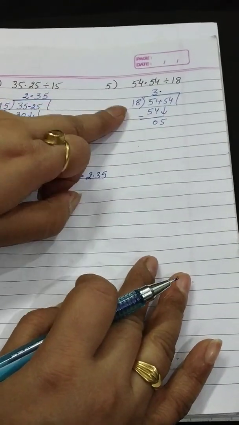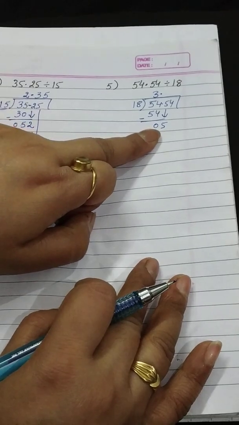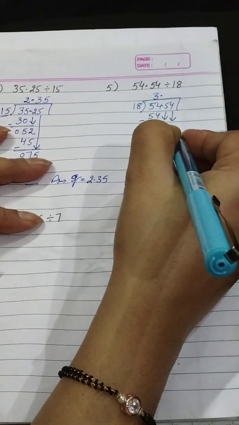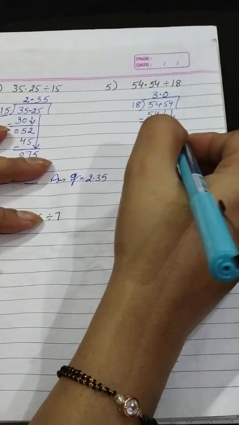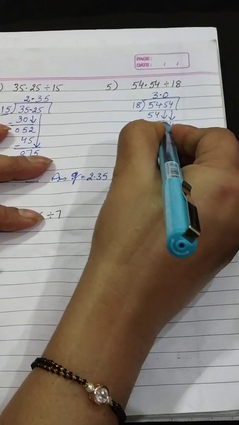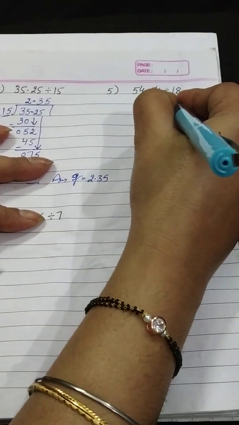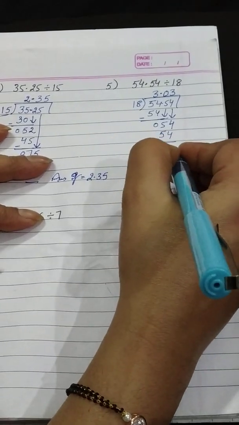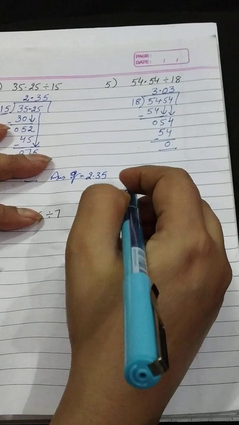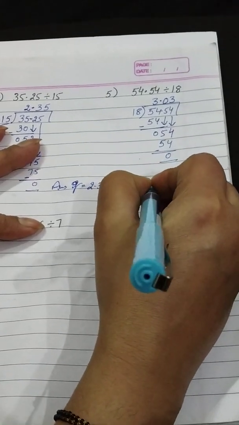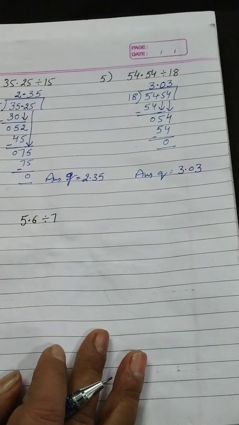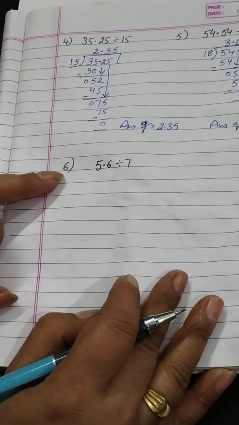Now see, we can't divide this because 5 is less than 18. So we will take another digit. While taking the next digit, we will put a 0 here in the quotient. So this is 54. Now again 18 threes are 54. Now 54 minus 54, we will get 0. Your quotient is 3.03. Okay, now my next question, that is question number 6.